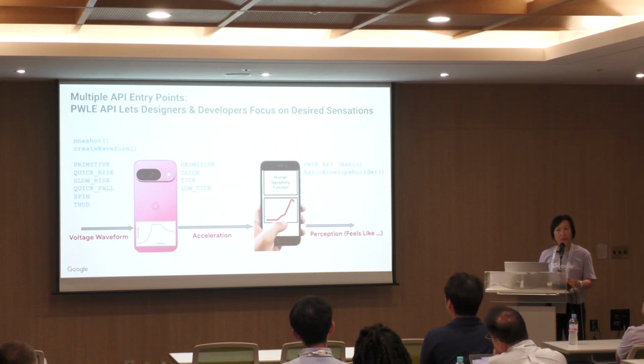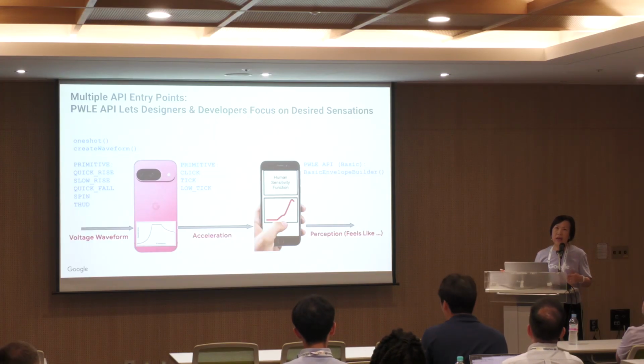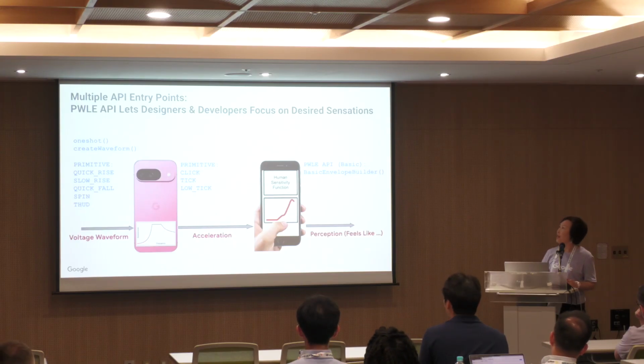You will learn very quickly today that for the new PWLE API, the basic version, we try to allow designers to think about vibration in the perception domain. So what that means is that you think about how you want the strength of the vibration to move up and down. You think about how you want the sharpness of a vibration to move up and down. And this is all specified in a normalized parameter space.